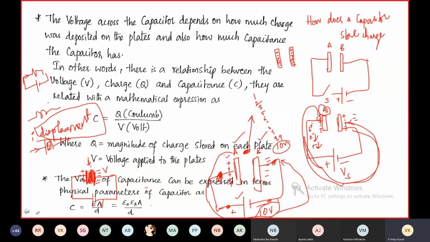Okay, you have the formula, right? C is equal to epsilon A by d. Epsilon is equal to epsilon r times epsilon 0. Here you have relative permittivity, and this is permittivity of free space. A is the area of the capacitor plates, and d is the distance between the two plates. So the value of capacitance can be expressed in terms of the physical parameters of the capacitor as it is given, right?